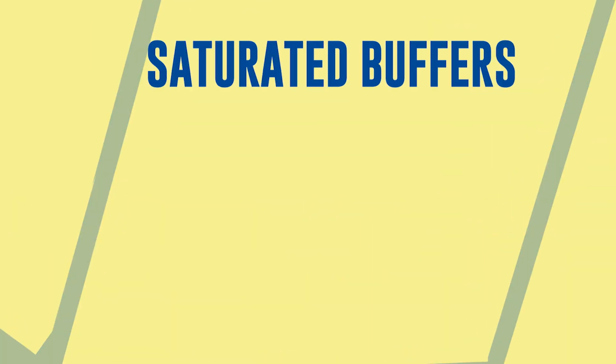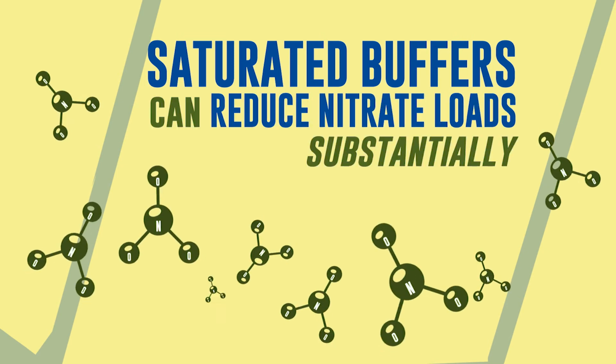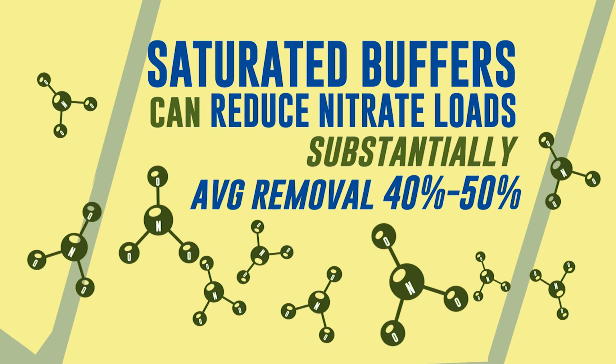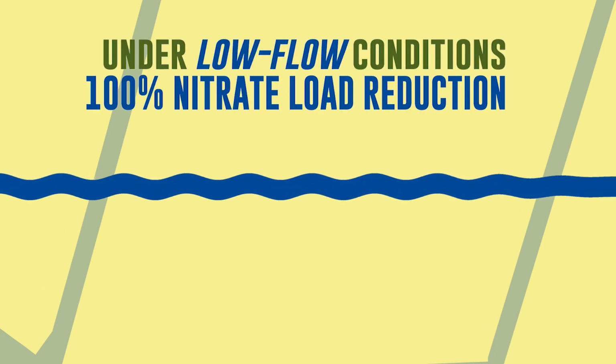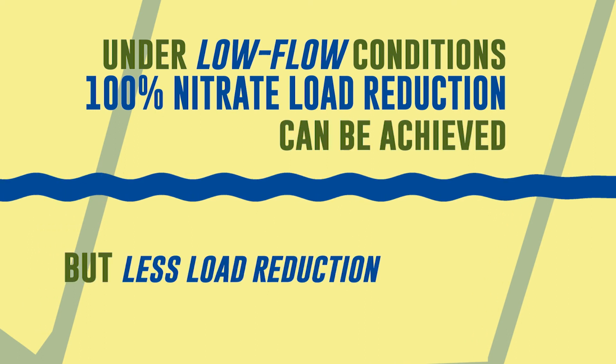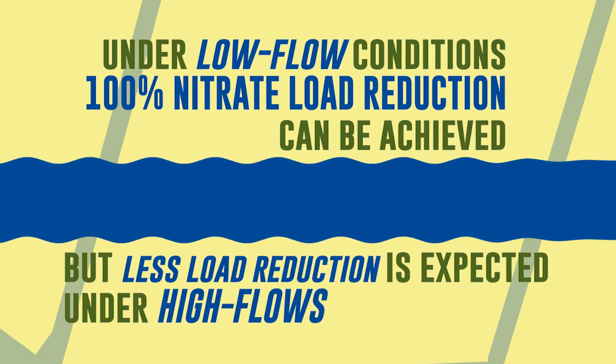Research showed that saturated buffers can reduce nitrate loads substantially, with an average removal between 40 and 50%. Under low flow conditions, when most water flows through the buffer, 100% nitrate load reduction can be achieved, but less load reduction is expected under high flows.